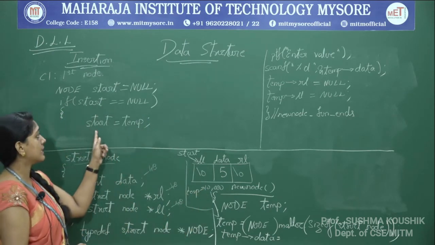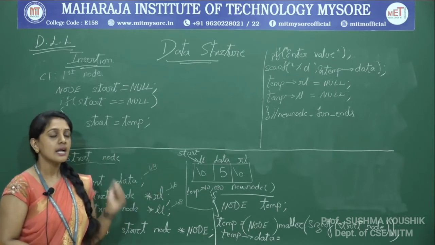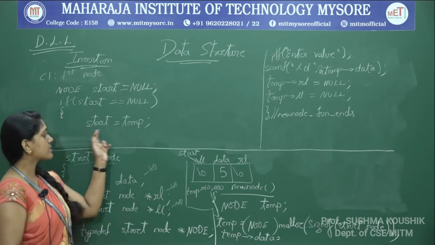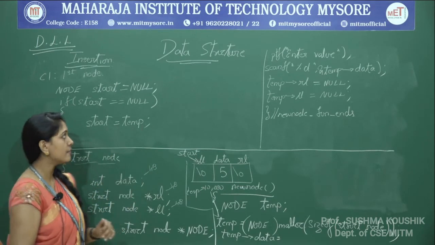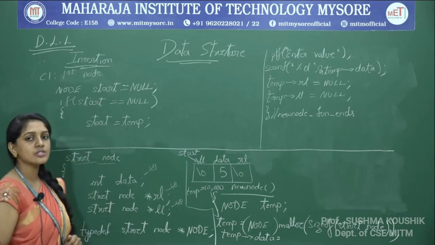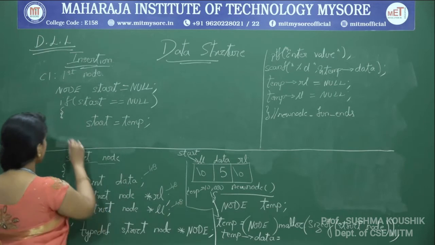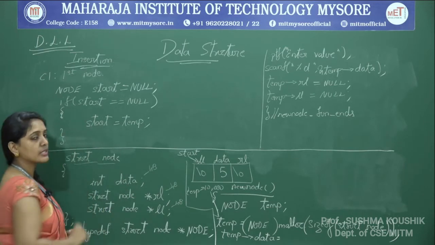Since case 1 is the first node in the doubly linked list, we just write start is equal to temp. This is enough. The start pointer I would have created outside all the functions, therefore it is globally accessible for all the functions. So this is case 1, first node creation.